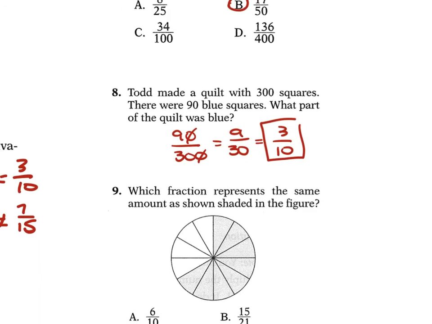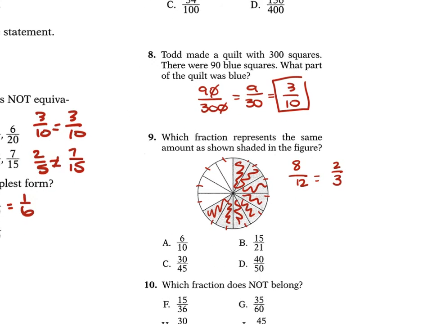For 9, it asks which fraction represents the same amount as shown shaded. The shaded ones are these ones that I'm shading in here. Okay, so in total, we have how many that are shaded? 1, 2, 3, 4, 5, 6, 7, 8. How many total do we have? 9, 10, 11, 12. If we were to simplify this, that gives us 2 over 3. So that's 2/3. Which fraction represents the same amount, though? So let's see. If we multiplied the 8 by 5 to get 40, I'm looking at D. 8 times 5 is 40, but 12 times 5 is not 50, so D does not work.